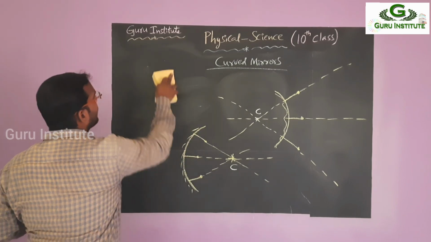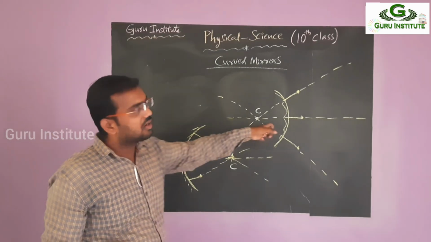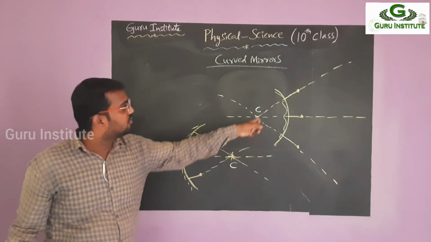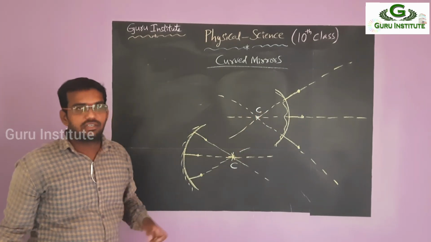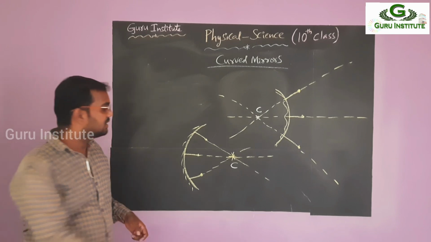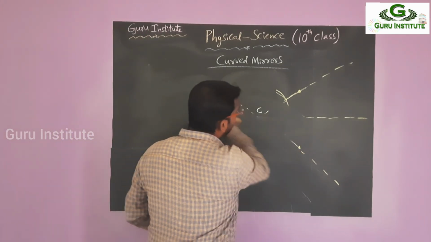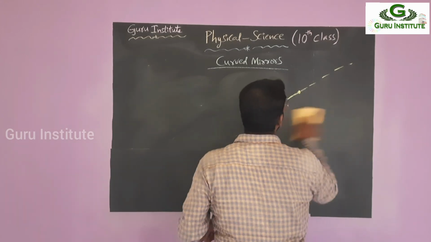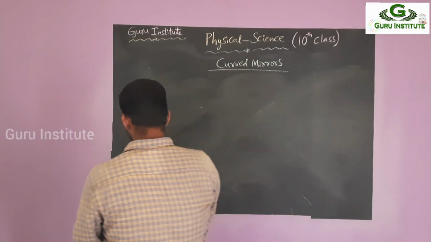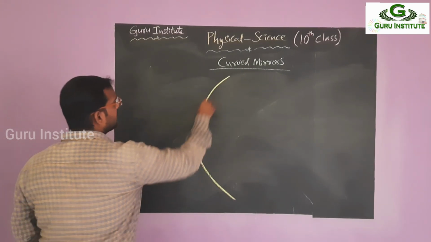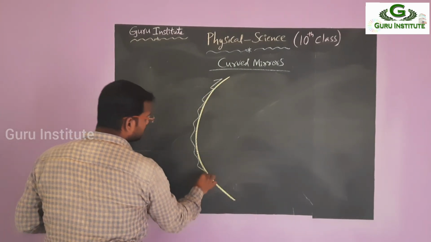So next, coming to the concave and convex. For the concave, the center of curvature is in front of the mirror. For convex, that is at the back side. So let's see this in detail, individually for concave and convex. Coming to the concave, it is bent inward. So like this, what do you get? So concave. We are taking a shaded part like this.